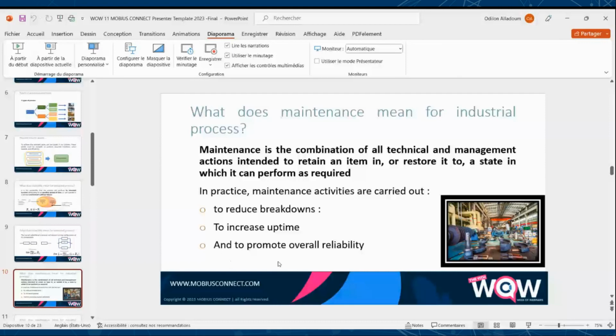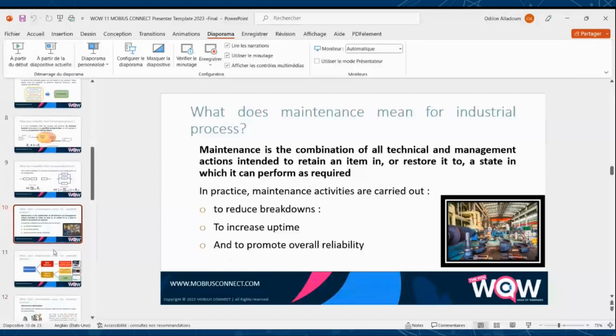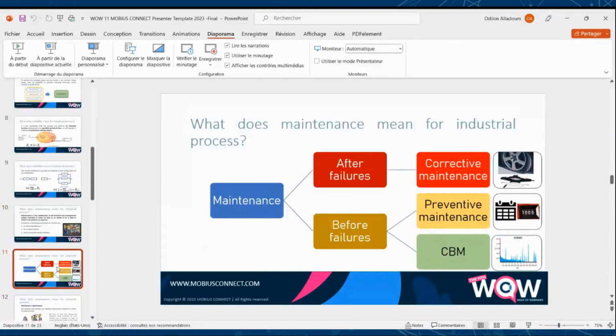But what are the different types of industrial maintenance? Industrial processes fall into the following maintenance approaches. There are maintenance that are done after failure and those that are done before the failure. After failure, we have corrective maintenance. Corrective maintenance is about maintenance tasks that are carried out when an equipment breaks down and or is showing signs of poor performance.